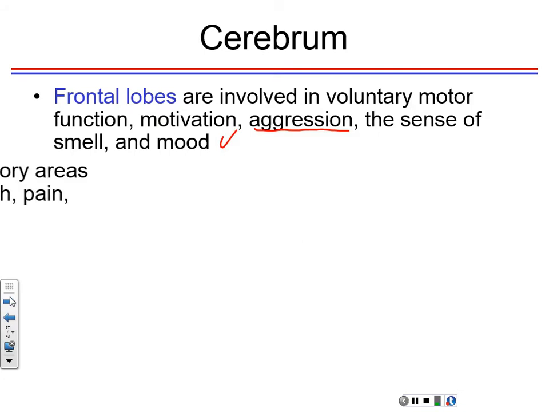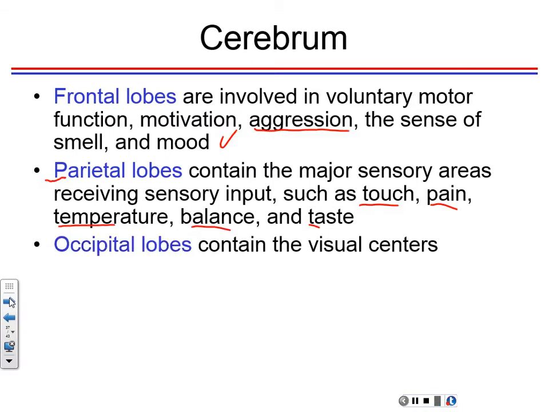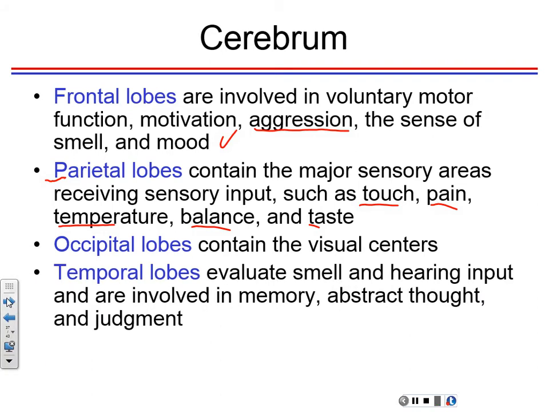That's the frontal lobe. The parietal lobe, because with P I usually associate pressure, so therefore things like touching, temperature, pain, P for pain as well, balance, taste. That's the parietal lobe. The occipital lobes are the visual centers, right at the back there, for vision. The temporal lobes evaluate smell and hearing input, right by the ear. Usually you remember things you hear because it deals with hearing and memory.